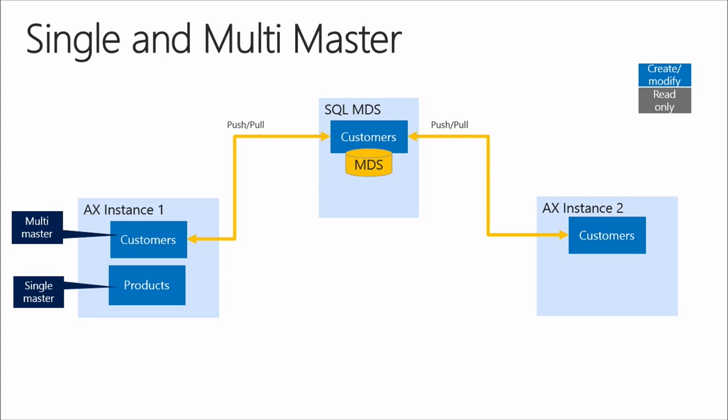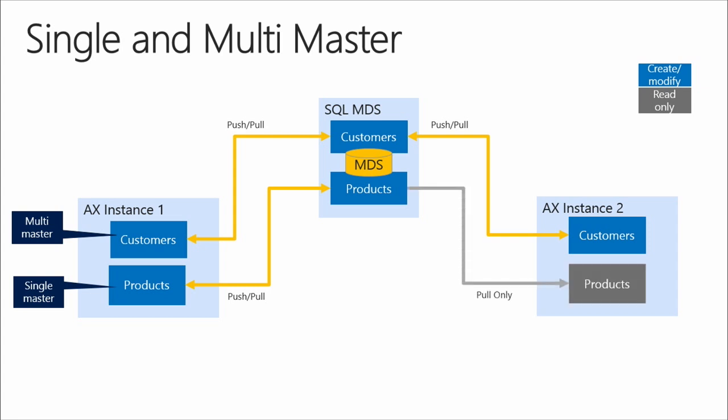In a single master mode, we have an example here of products being configured where AX instance 1 is configured to be the master for products. When there is a push or a pull, products from AX instance 1 get pushed into SQL MDS. Then AX instance 2 only pulls products because it is not a master for products. Any changes that are made in AX instance 1 get reflected in AX instance 2, but AX instance 2 itself does not make any changes to products that would impact updating AX instance 1.